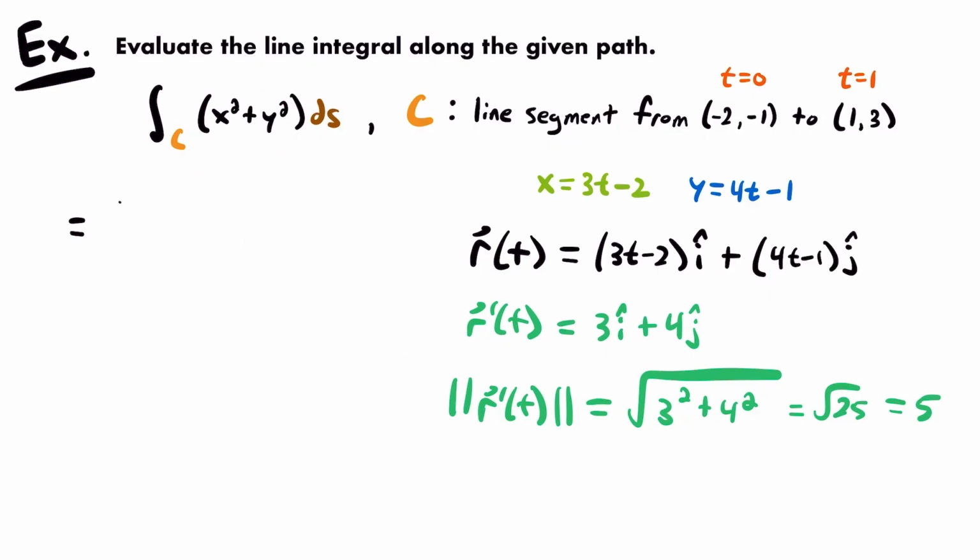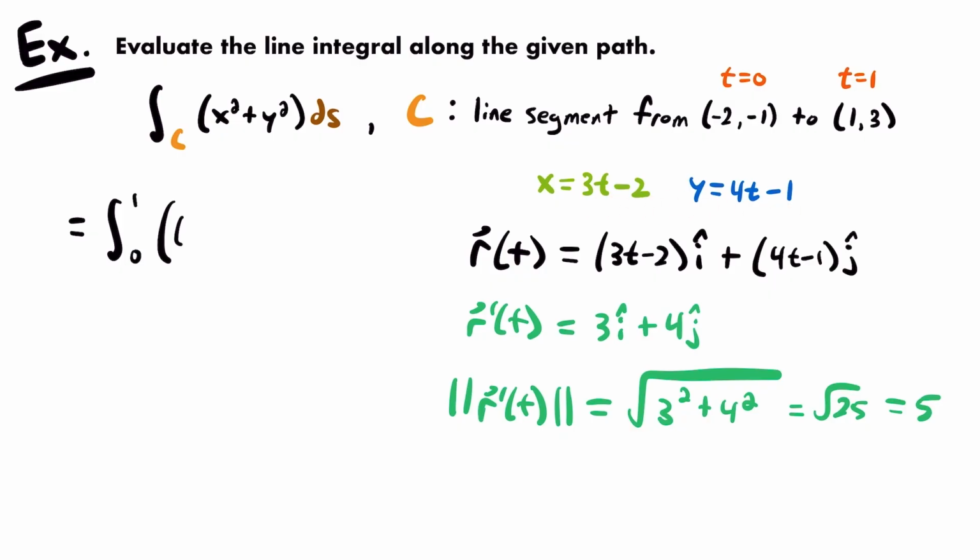This will be equal to the integral from t equals 0 to t equals 1, right, we assigned t equals 0 to the point where the line segment starts, and we assigned t equals 1 to the point where the line segment ends. So we will integrate from t equals 0 to t equals 1. Then inside, we will have x squared plus y squared.